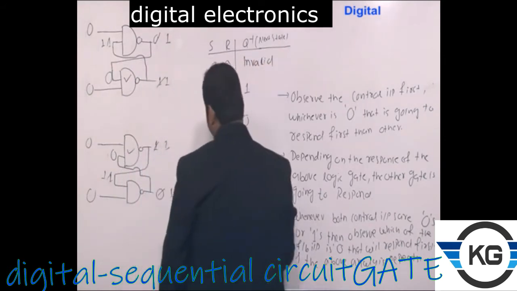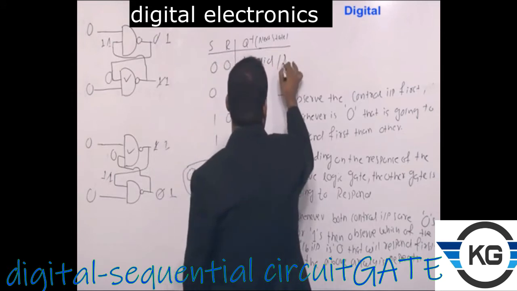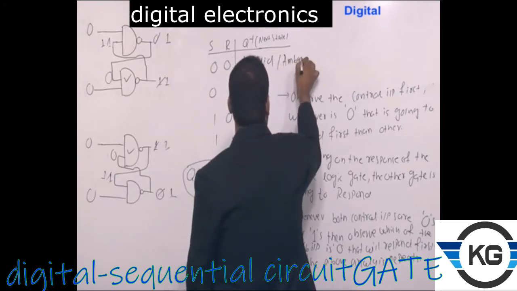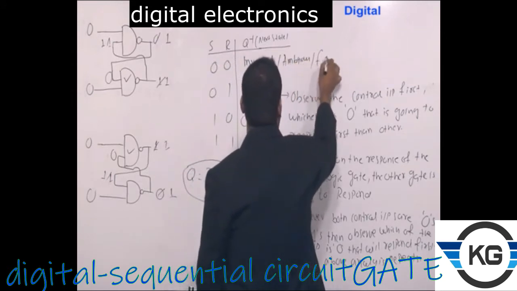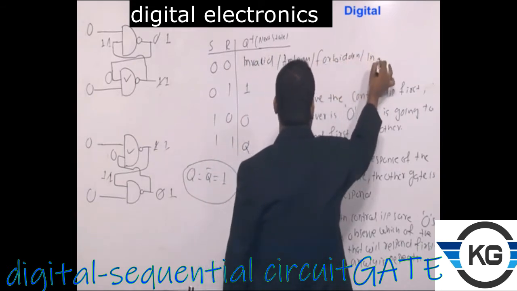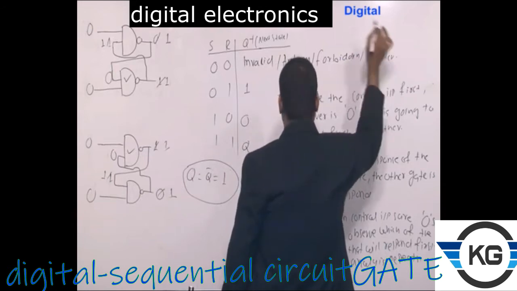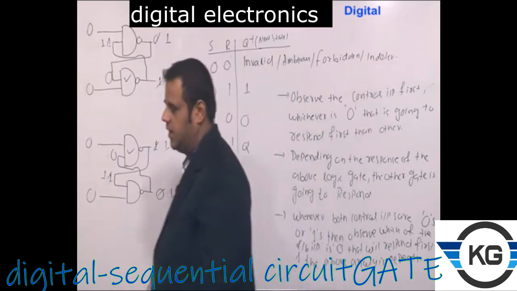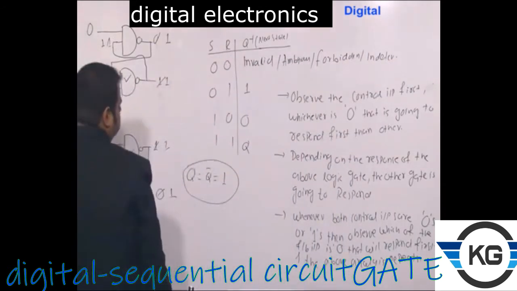There are so many other names. Some people say this is the ambiguous state. Some people say this is the forbidden state. Some people say this is the indeterminate state. Like this, there are so many other names also. So they are using these for this particular state.